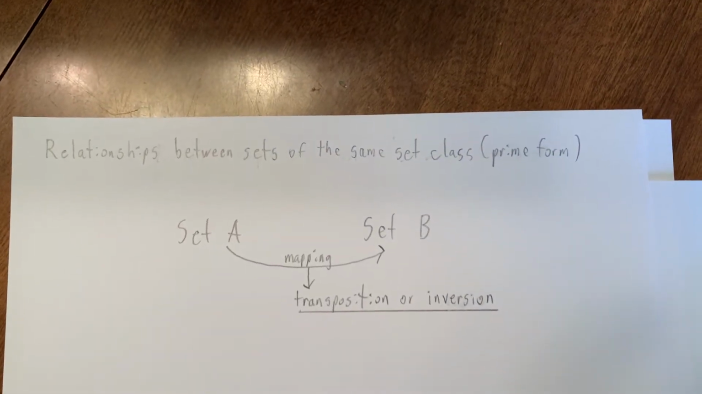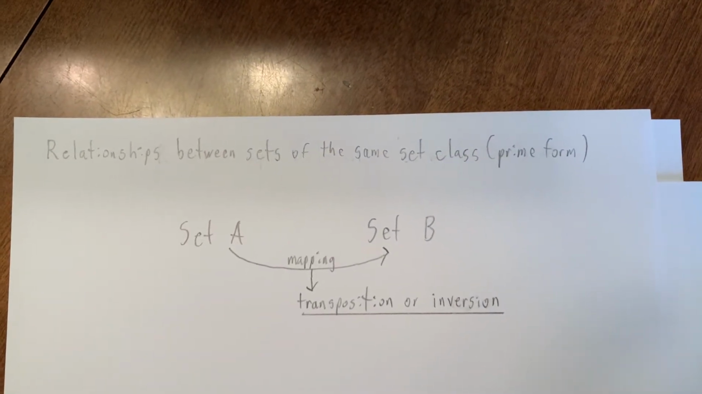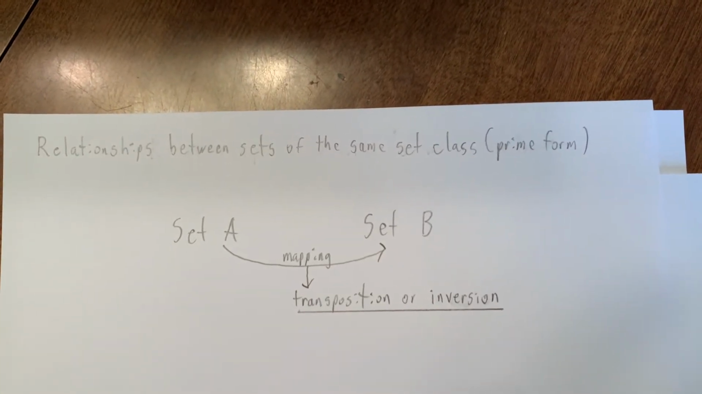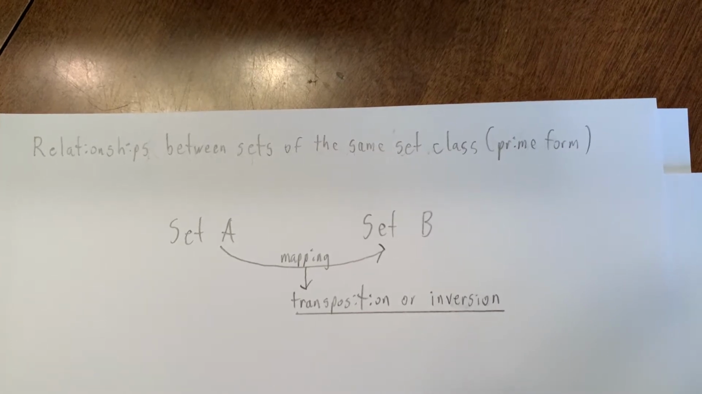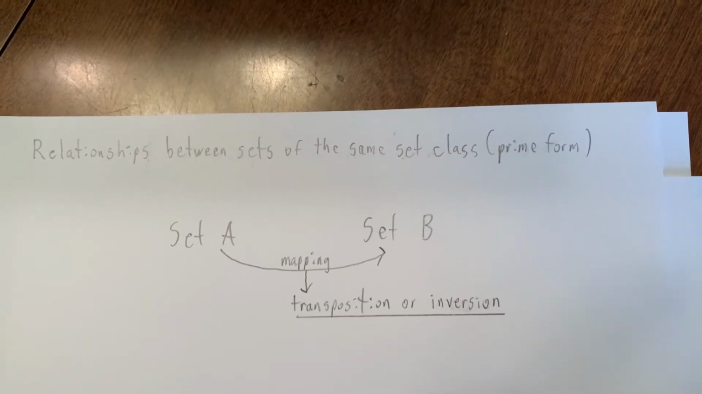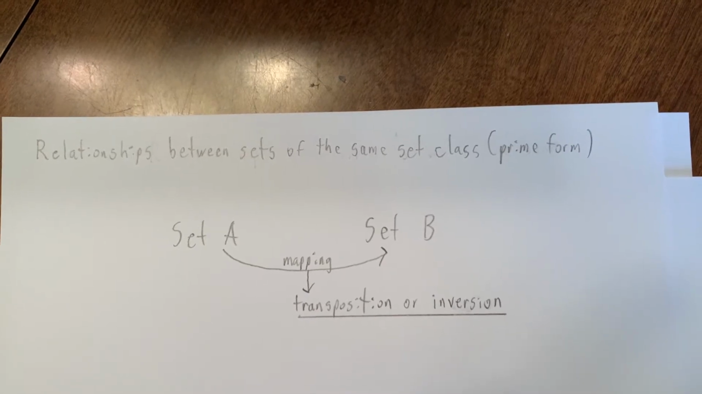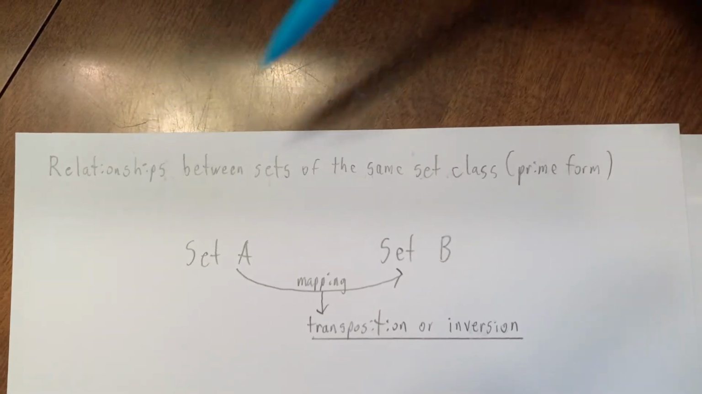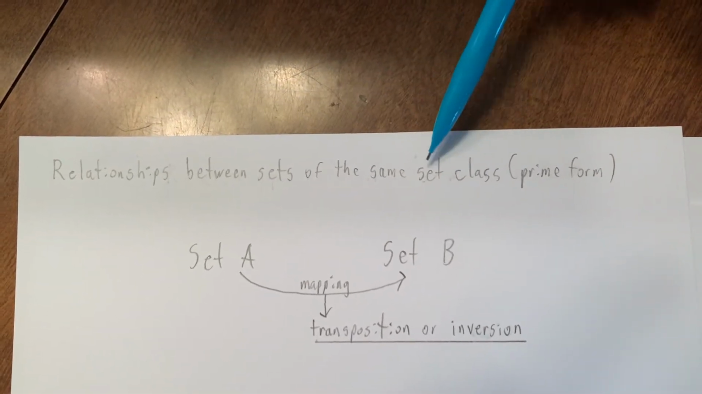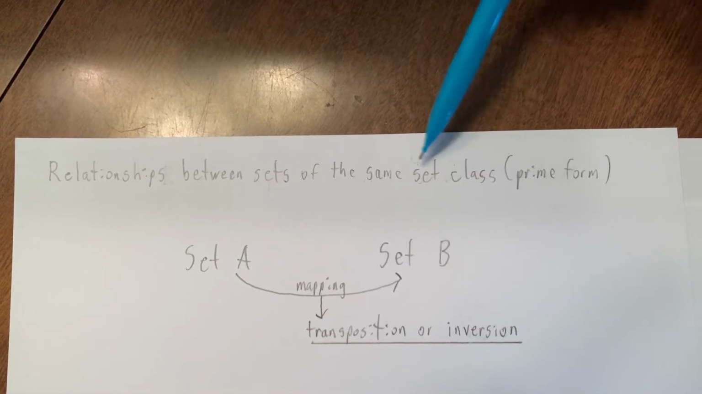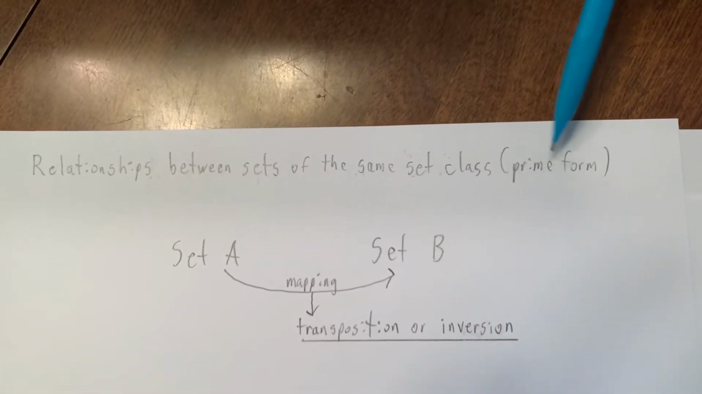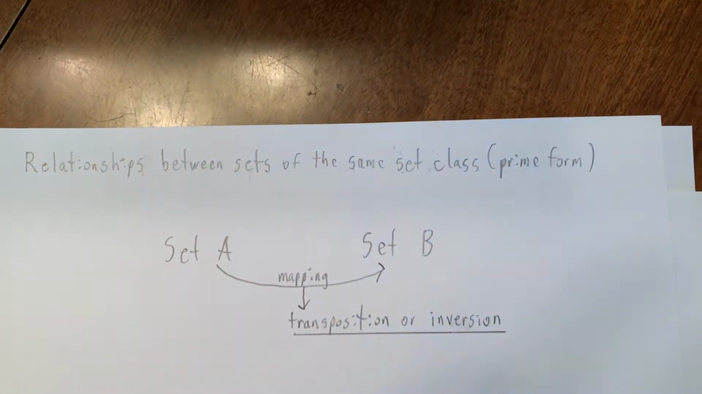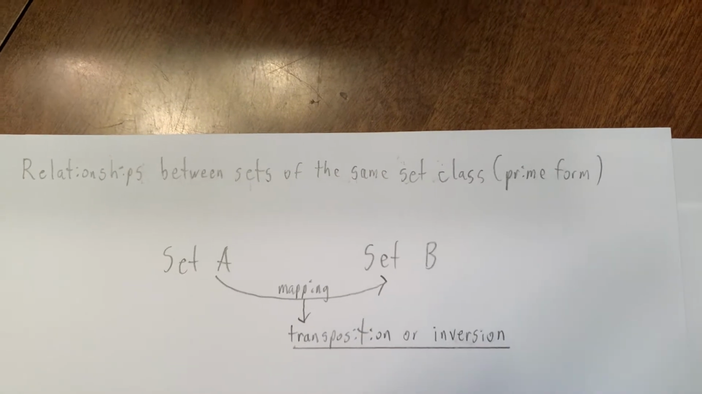All right, everybody. So now that we've learned about set class, the next thing we want to do is have another analytical tool in our toolbox for describing relationships between sets of the same set class. So let's imagine we have a situation where I've encountered two sets that happen to be of the same set class. And remember, set class is basically just another way of saying prime form. So sets that have the same interval content and therefore sound the same.